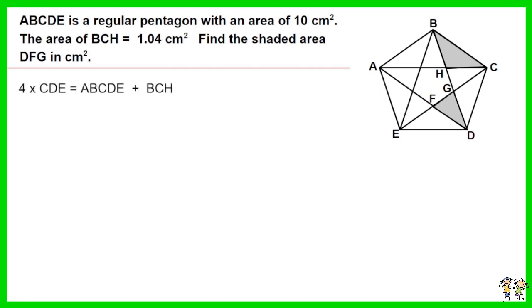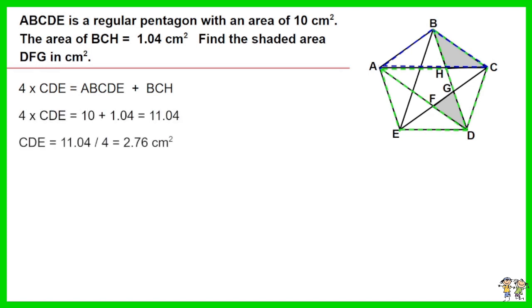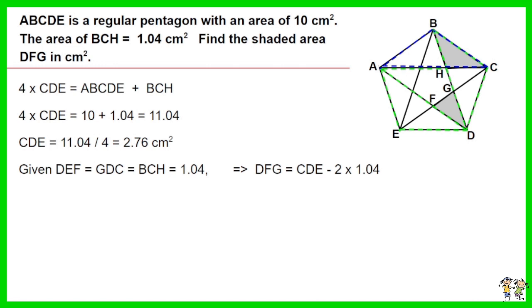ADE equals ADH equals BCD equals ABC. However, BCD overlaps ABC with an area size of BCH. As such, 4 times CDE equals pentagon ABCD plus BCH. Work out the equation. You have CDE equals 2.76 centimeters squared. Given DEF equals GDC equals BCH equals 1.04, thus DFG equals CDE minus 2 times 1.04. Work out the equation. The area of DFG is 0.68 centimeters squared.